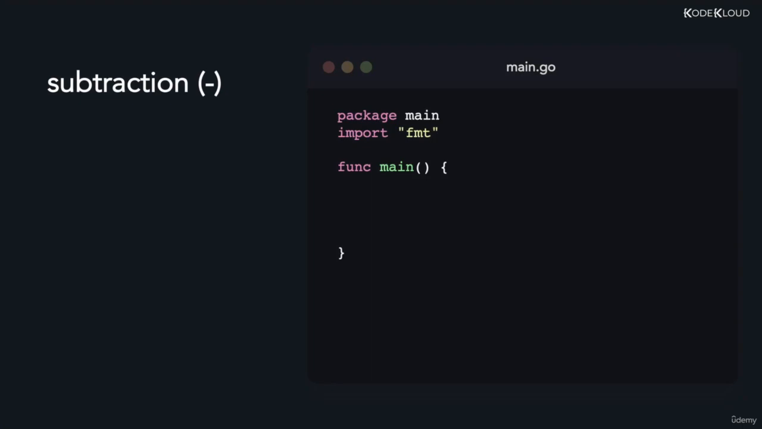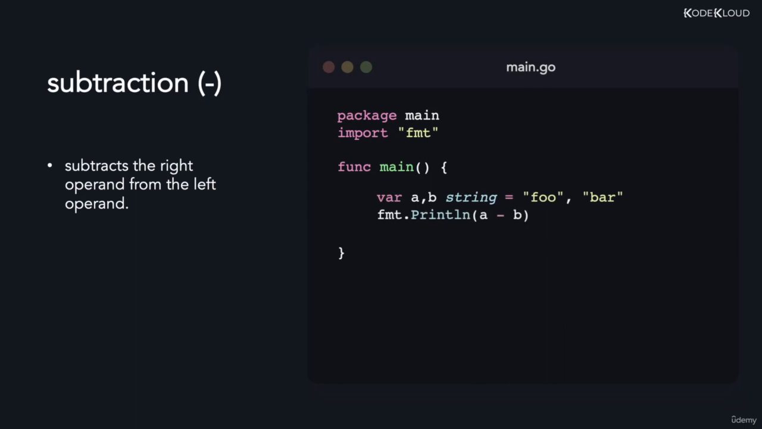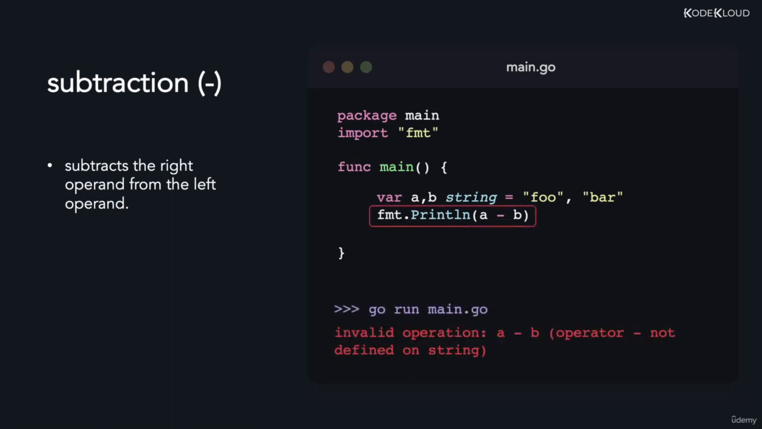Next, we have the subtraction operator. The subtraction operator subtracts the right operand from the left operand. Let's take an example. Here we are again taking our two strings and we are trying to print the value of a minus b. Let's see what happens. We encounter an error that says operation subtraction not defined on string. So you can use the addition operator on strings, but you cannot use the subtraction operator on strings.